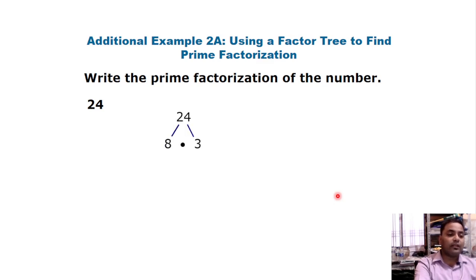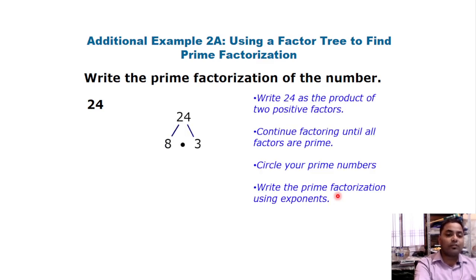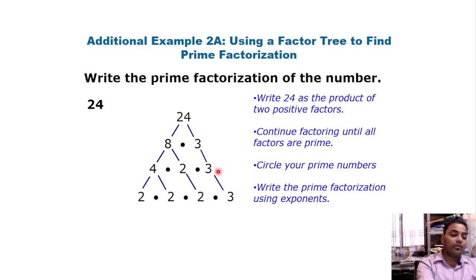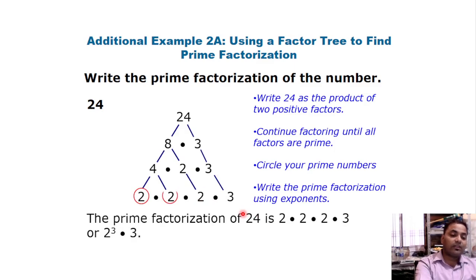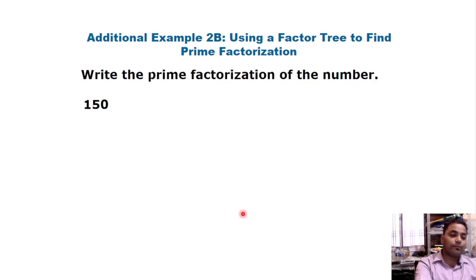24 is equal to 8 into 3. Write 24 as a product of two positive factors. Continue factoring until all the factors are prime. Circle your prime numbers. Write the prime factorization using exponents. So here again we can do for 8, 2 into 2 into 2. So you can see 2 into 2 into 2 into 3. The prime factorization of 24 is 2 to the power 3 into 3.